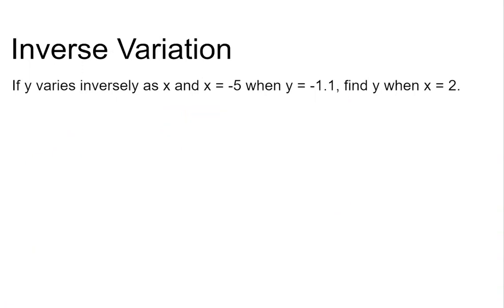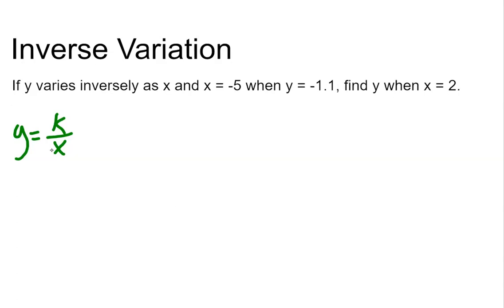Next example is inverse variation. Inverse variation is very similar to direct variation, except for when y varies inversely, we're going to say y varies inversely, which means I'm going to take my constant and I'm going to divide it by my x term. So it's going to be y equals k divided by x.